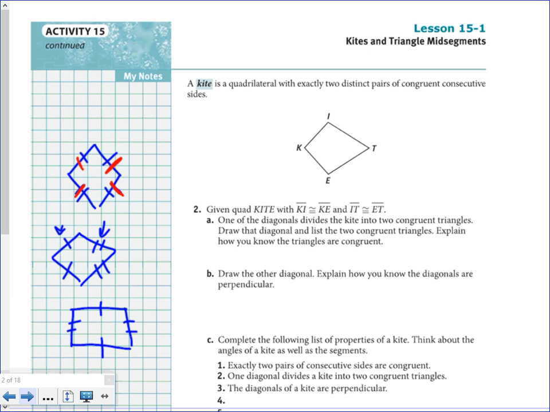Now we're going to look at number 2. They give us the quadrilateral KITE, and then they tell us KI is congruent to KE, and IT is congruent to ET. One of the diagonals divides the kite into two congruent triangles. And we want to draw that diagonal and then list the two congruent triangles. So the diagonal is KT.